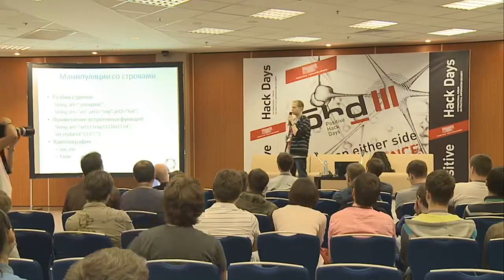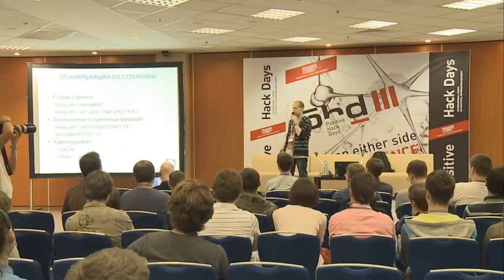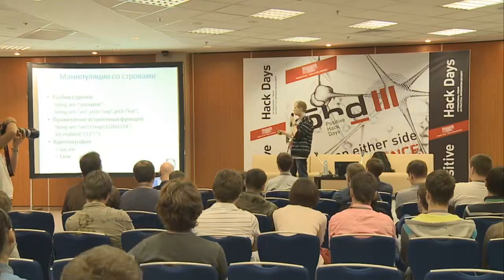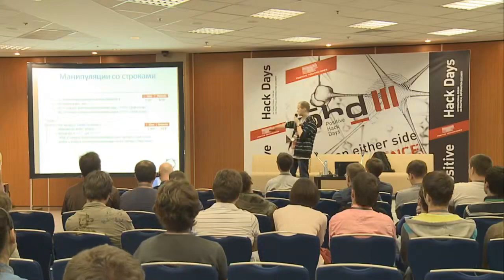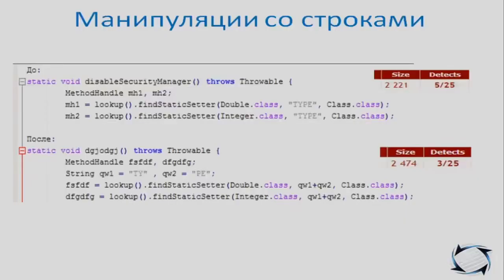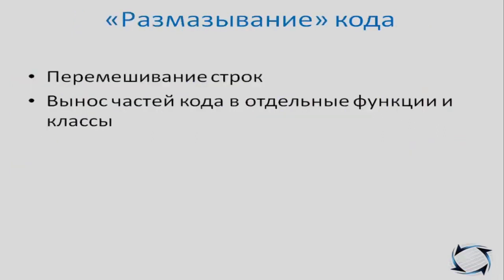Some alternative methods. Base 64 is the standard method, of course, but to connect it you need a separate library that will increase your exploit size by a few hundred kilobytes, which is not nice. But if we just simply change the string, we change the detect from 5 to 3. Fresh vulnerabilities are here, so the detect is small.